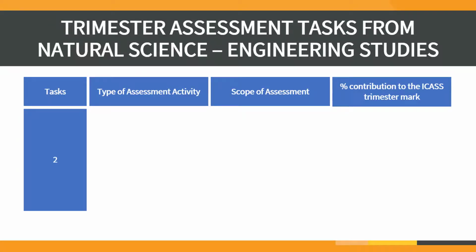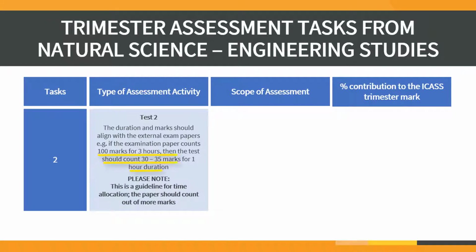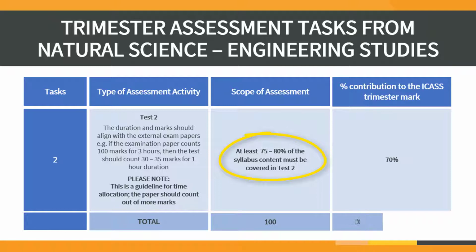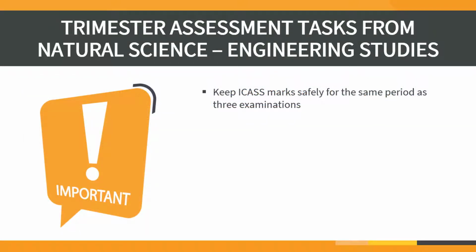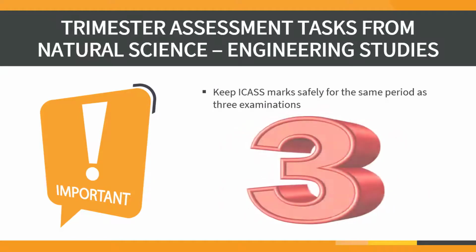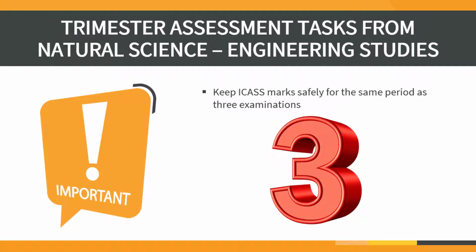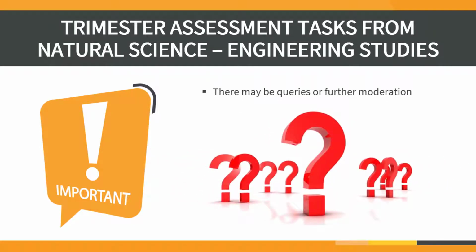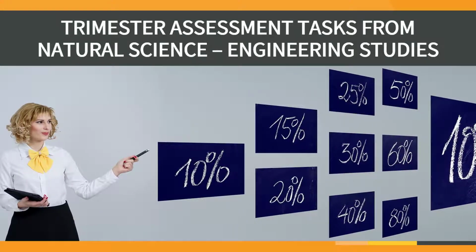Notice also that Test 2 should align with the external exam paper in the same way. At least 75 to 80% of the syllabus content must be covered in Test 2. It is very important to remember that ICASS marks are valid for 3 examinations that may not necessarily be taken consecutively. Therefore, make sure that all assessment evidence is kept available during this period. This is in case queries arise or further external moderation processes need to be conducted.